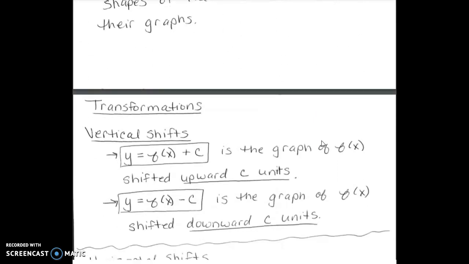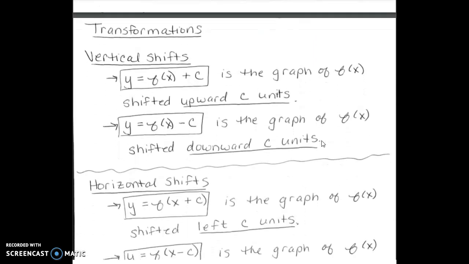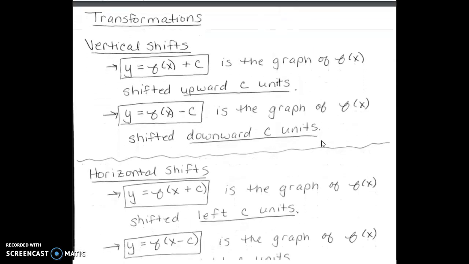All right, the next part of this section, or the main part, we're going to learn how to apply transformations to either one of the 5 basic functions or some given graph. So our first set of transformations are what we call vertical shifts. In other words, how to know if the graph we're given is going to move up or down.